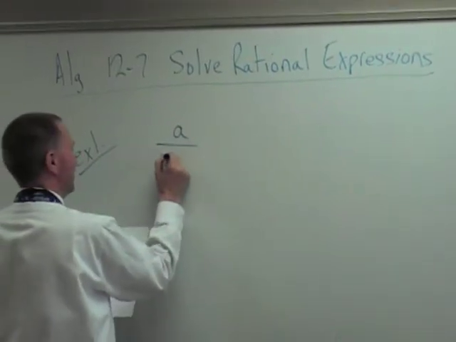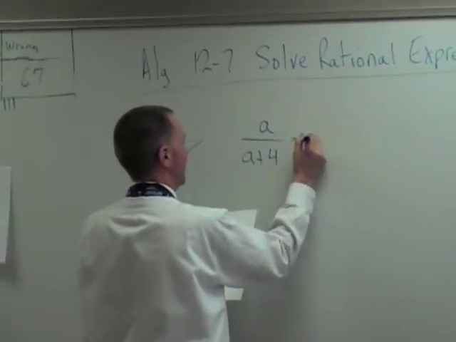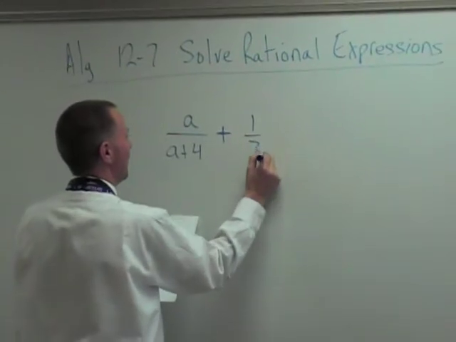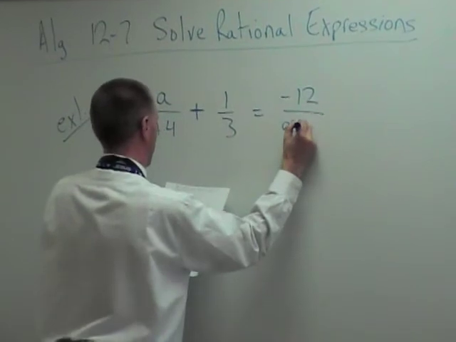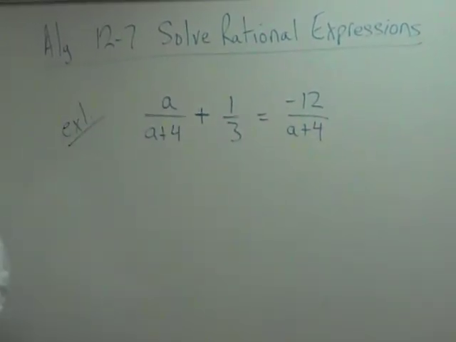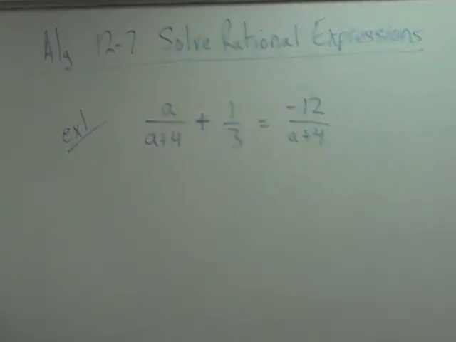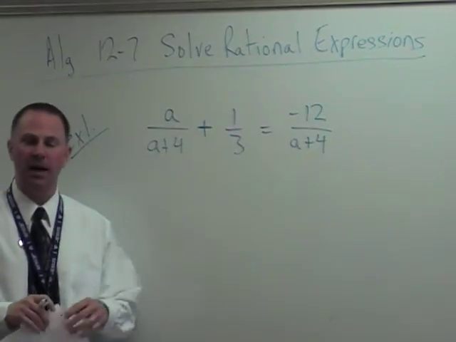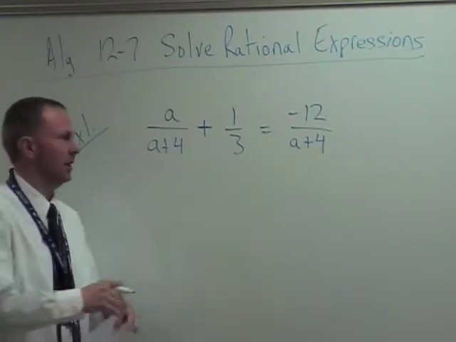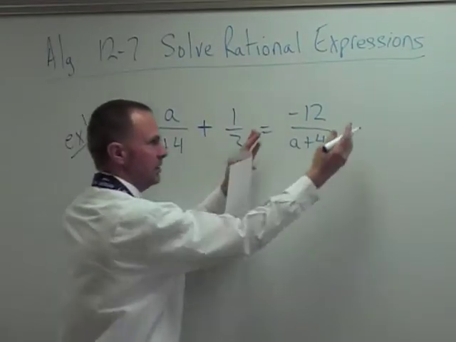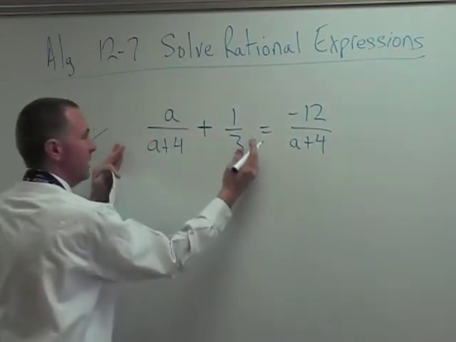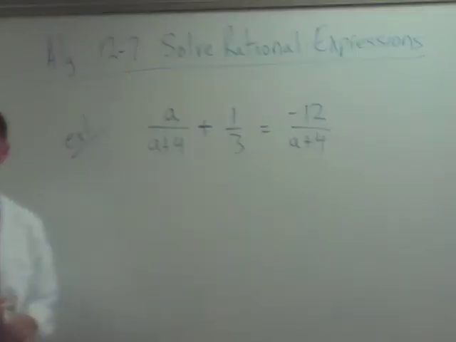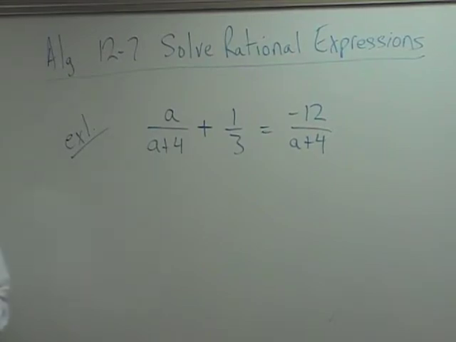A over A plus 4 plus 1/3 equals negative 12 over A plus 4. Okay, now just like in pre-algebra, you must simplify each side separately. So this is one problem, this is another problem. This side doesn't need anything, but this side needs something. The like bottoms.